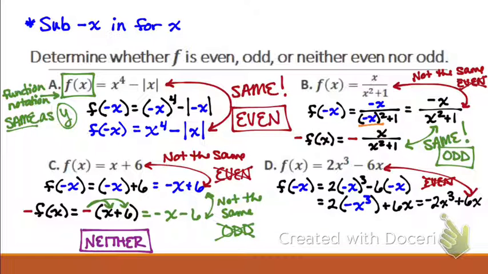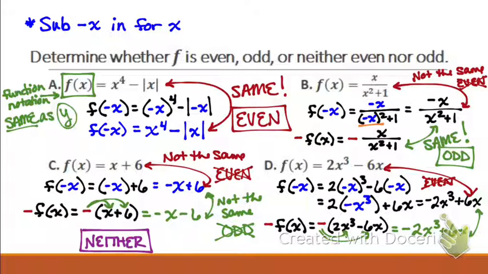Is this the same as if I distributed a -1 to everything here? Yes. And I'm going to check that just to make sure. So if I had a negative out in front and I distributed that to 2x cubed minus 6x, I would get negative 2x cubed plus 6x. Those are the same. And so that means what? It is odd.